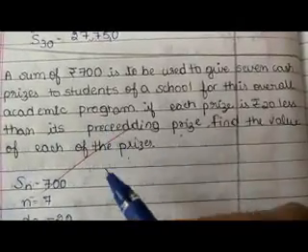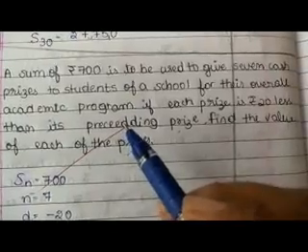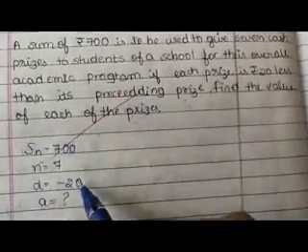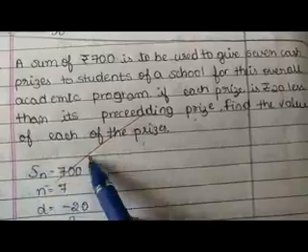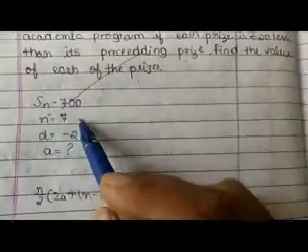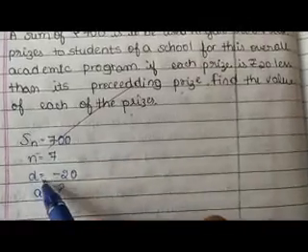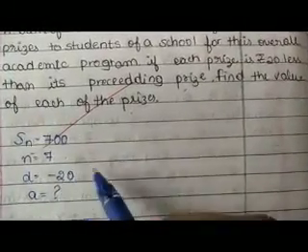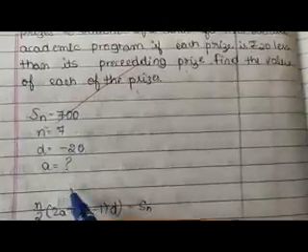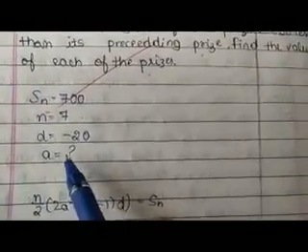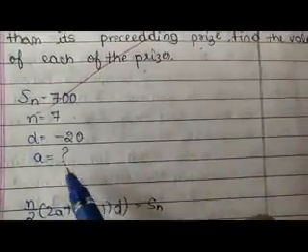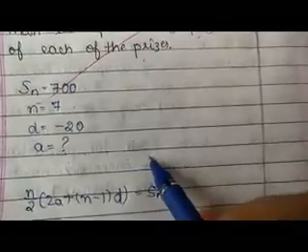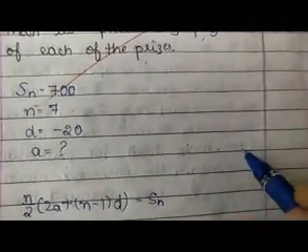So less than means decreasing. Decreasing means it is reduced. Reduced means negative symbol. So you are given the sum. Sn is equal to 700, n is equal to 7 prizes, and d is reduced, 20 rupees reduced, that is minus 20. You should first find a. Then automatically we can find a plus d, the second term, third, fourth, fifth. So first prize, second prize, third prize, fourth prize, fifth prize, sixth prize, and seventh prize we can find after finding a, because d you know.